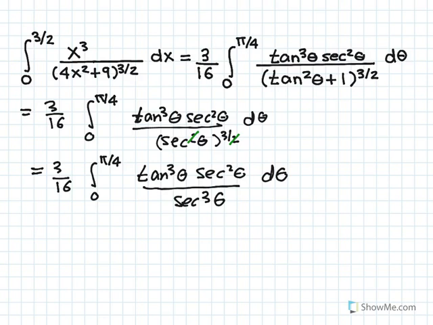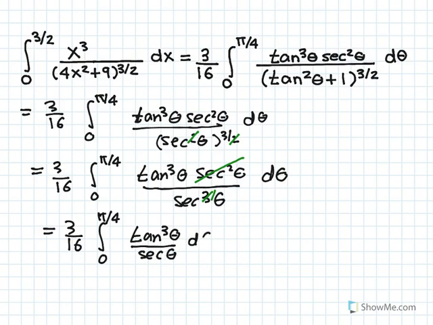Now let's do a bit more simplification. We've got sec squared theta in the numerator, that cancels with the 3, leaving us with 1. So let's simplify this. We'll get 3 over 16 integral from 0 to pi over 4 tan cubed theta divided by secant theta d theta. Whenever you have an expression that has tangent and secant in the numerator and denominator, a good strategy is to turn tangent into sine over cos, and things will simplify.